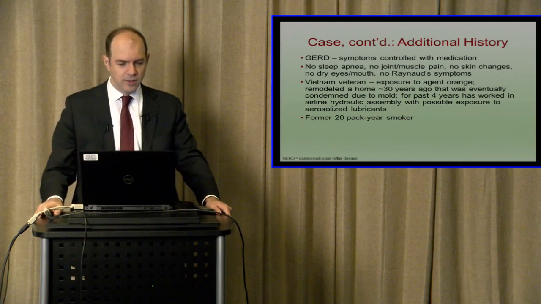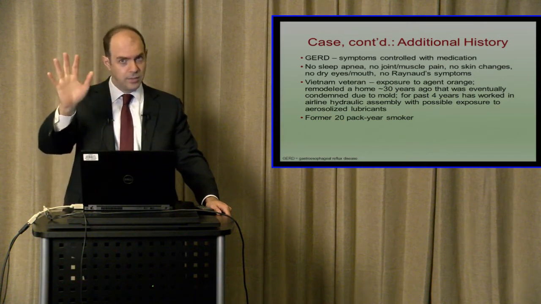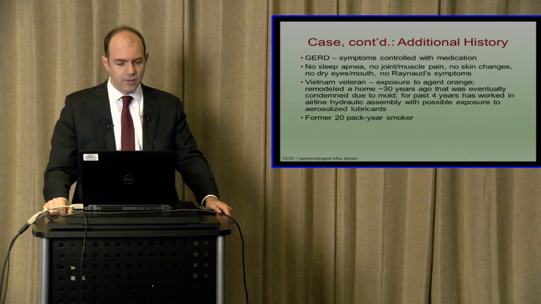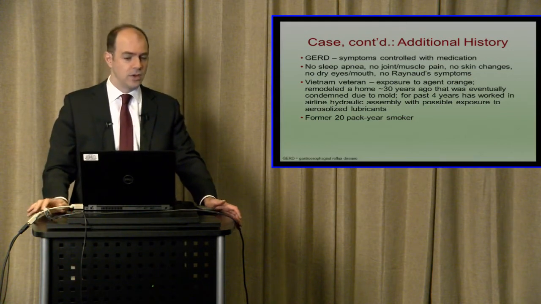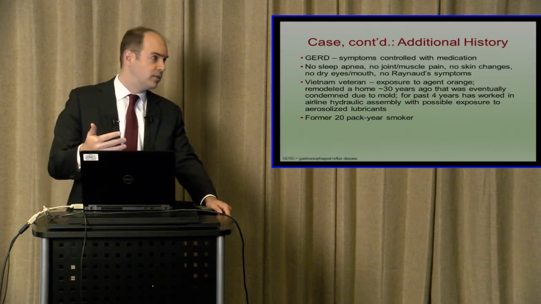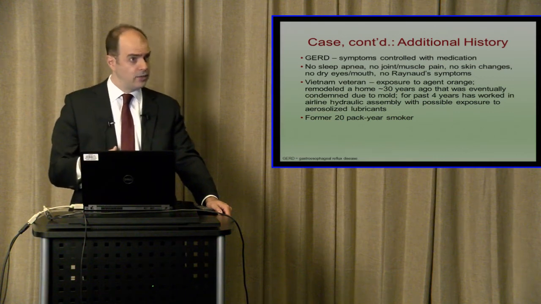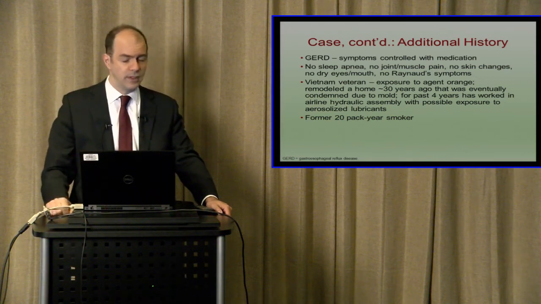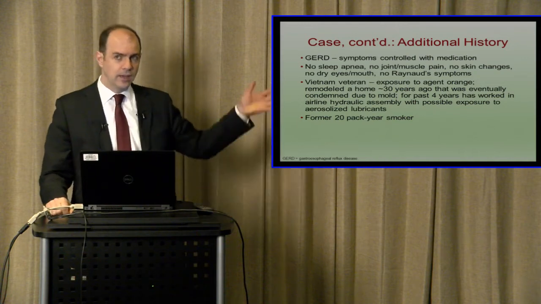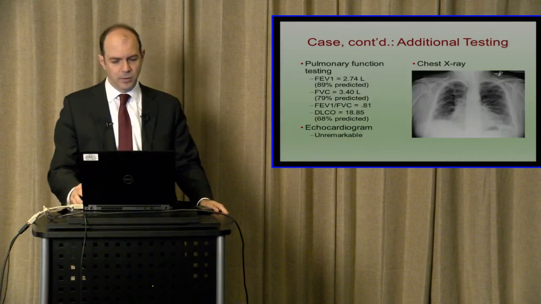But he did remodel his home 30 years ago, and that home was subsequently condemned due to mold. This is based on a real case. And for the past 4 years he has worked in the airline industry with potential exposure to aerosolized lubricants. We do know that chemicals like isocyanates can cause occupational asthma, but also hypersensitivity pneumonitis. So we get concerned about the mold. I mentioned mold as a cause of fibrosis, and he is a former smoker.